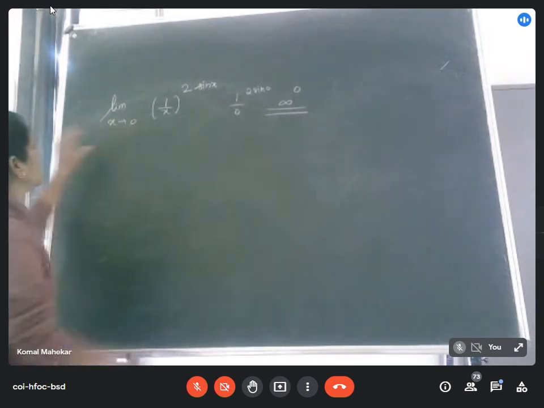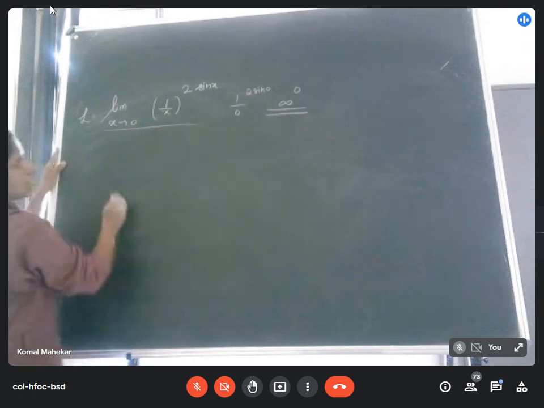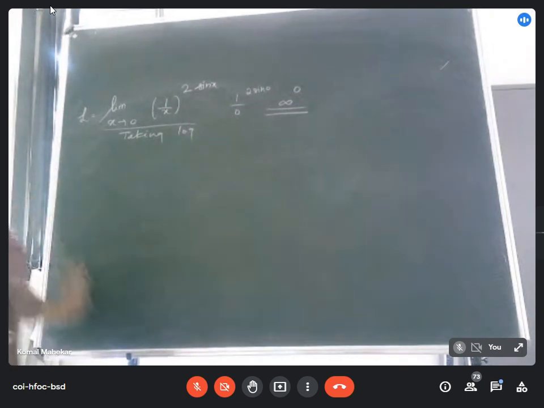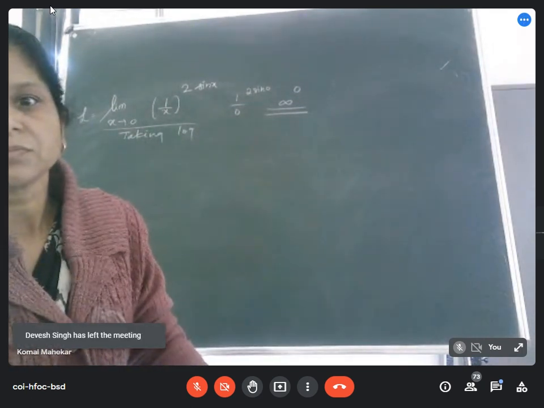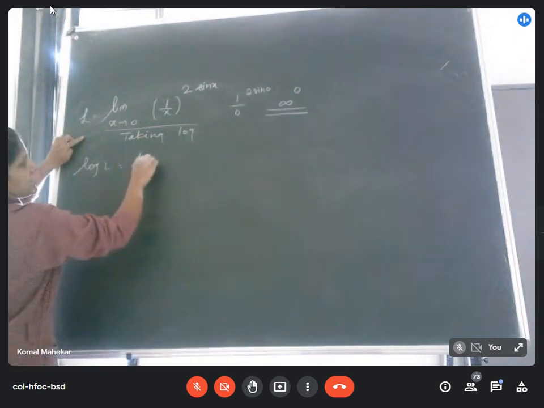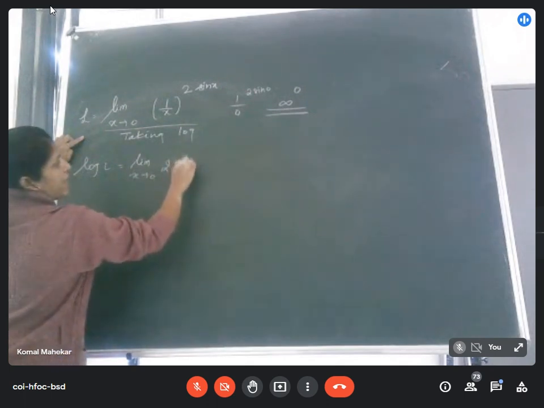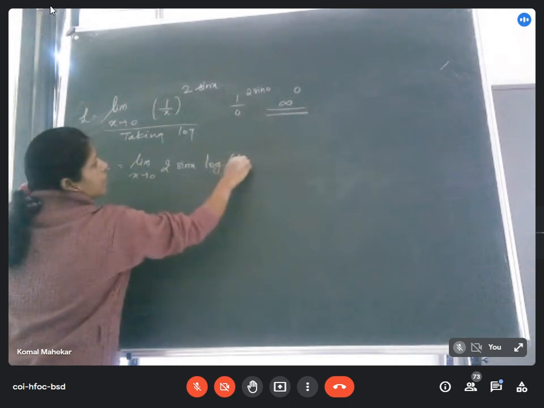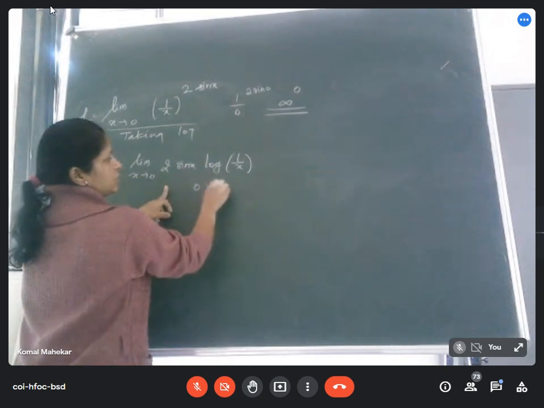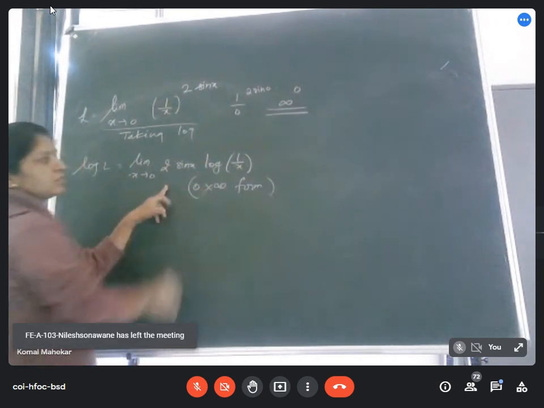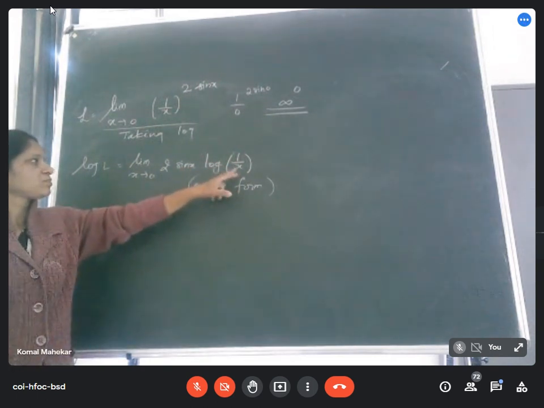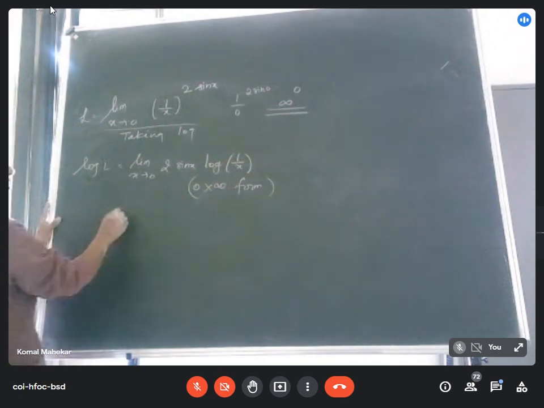Now how to solve this? Take L is equal to limit of this function. Then in the next step, taking logarithm of both sides. So if you take log of both sides, we get log of L is equal to limit x tends to 0 of 2 sine x multiplied by log of 1 by x. Now sine 0 is 0, log of 1 by 0 that is infinity. So this is 0 into infinity form. By putting x is equal to 0, this becomes sine 0 and 1 by 0 that is infinity. So 0 into infinity form.